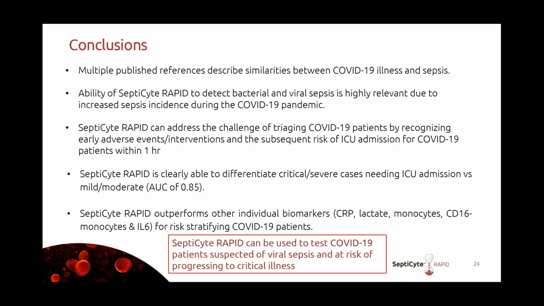SeptiCyte RAPID is clearly able to differentiate critical severe cases needing ICU admission, as demonstrated by the AUC of 0.85. And SeptiCyte RAPID also outperforms the other individual biomarkers that we use frequently, CRP, lactate, monocytes, CD16, etc., for risk stratifying COVID-19 patients. So we surmise that SeptiCyte RAPID, as demonstrated, can be used to test COVID-19 patients suspected of viral sepsis and at risk of progressing to critical illness.